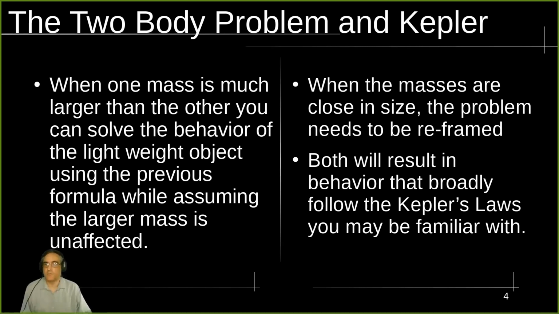But you might wonder what happens if you have two masses that are much closer in size, something like a binary star system. When the masses are closer in size, you can still solve it using the same general idea as the one-body problem, but you need to reframe the question. You have to change the way you're looking at the problem. It still results in behavior that broadly follows Kepler's laws. So you still get elliptical orbits, but now they're elliptical orbits around the center of mass of the common system.